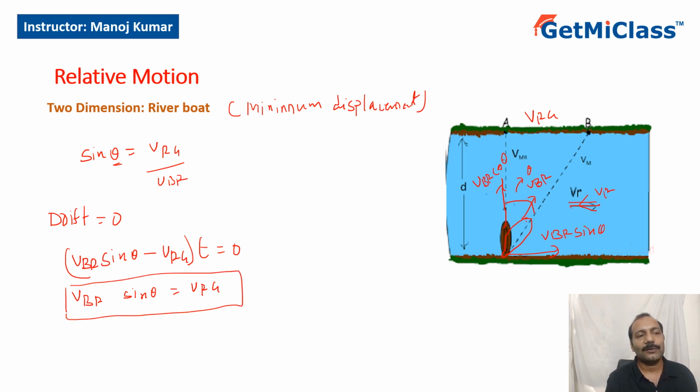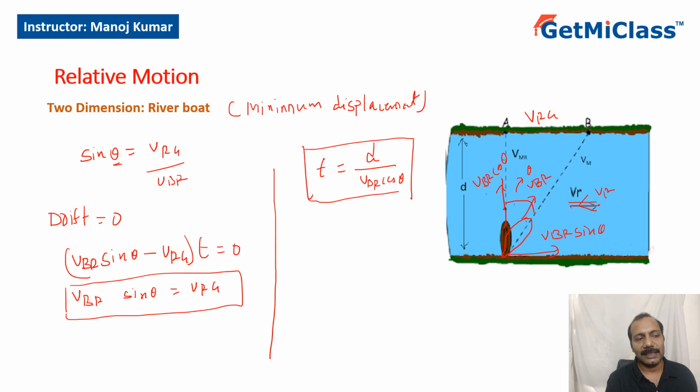Now I want to find the time taken by the boat to cross the river. Time taken equals displacement by velocity in that particular direction. The displacement d is the width of the river, and the velocity perpendicular to the flow is VBR cos theta. In this way I can find the time taken. So this is how we can find the time taken, or the angle at which it has to be rowed so that it covers minimum displacement.